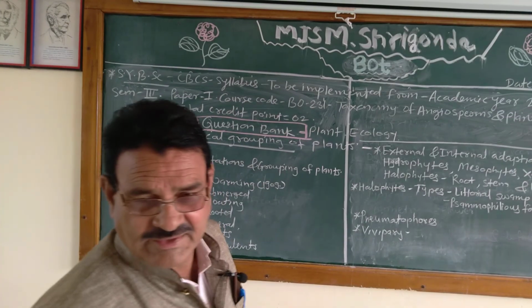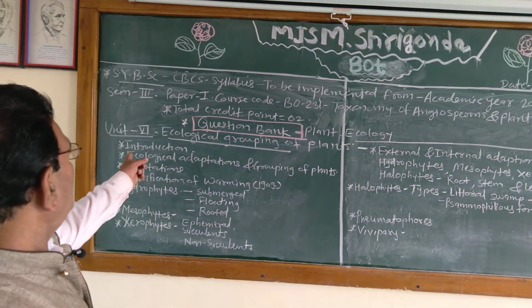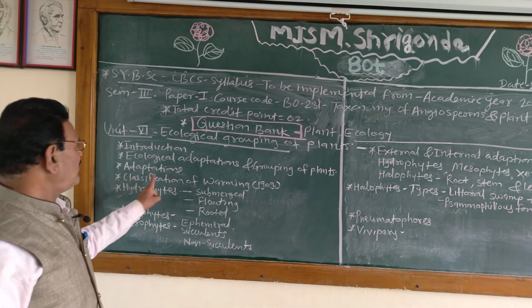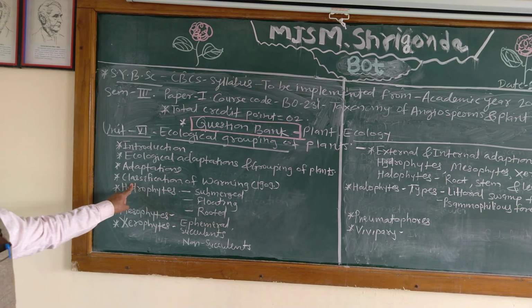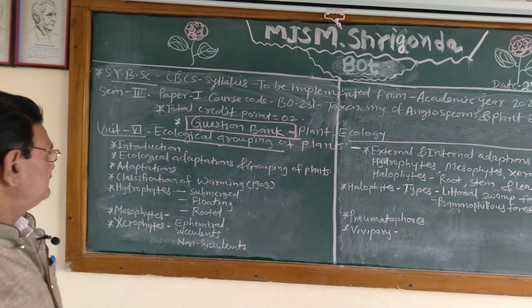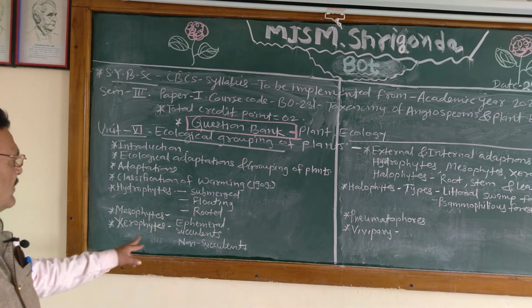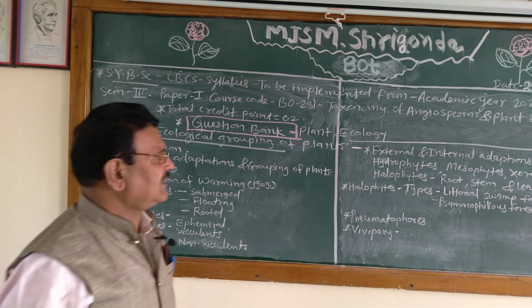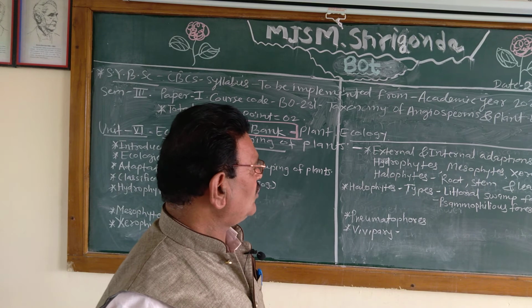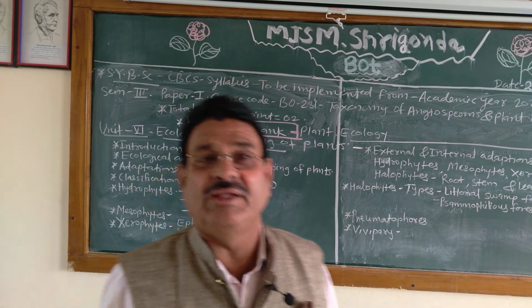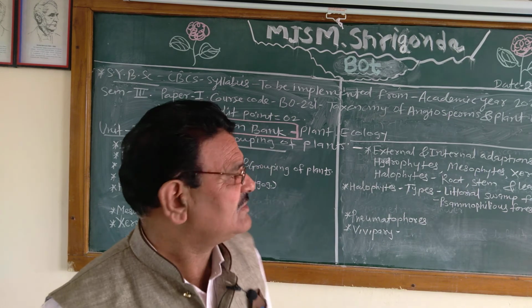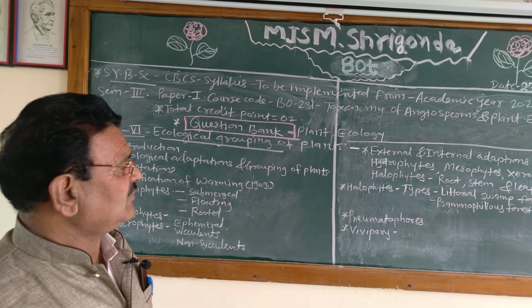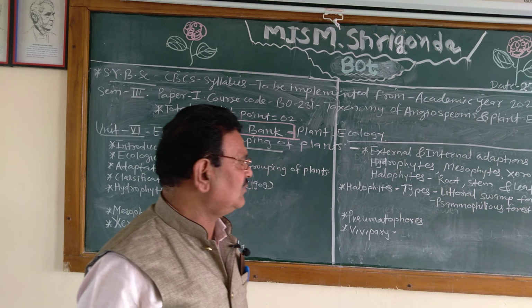Today we discuss the question bank of unit number 4. Introduction, ecology, adaptation and grouping of plants, classification of plants on the basis of requirement of water. Then hydrophytes, that is submerged, floating and rooted. Then xerophytes, that is ephemeral, succulents, non-succulents. Then external and internal adaptation in hydrophytes, mesophytes, xerophytes, halophytes, that is root, stem, leaf. Then anatomy of nematophores. Then what is vivipary. Then littoral swamp forest. Then write notes on mangrove. Then write notes on non-mangrove plants.